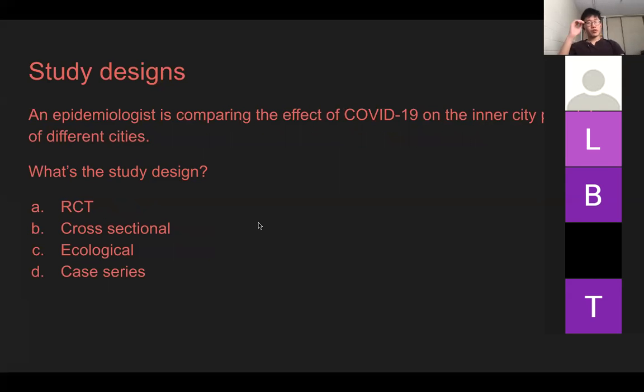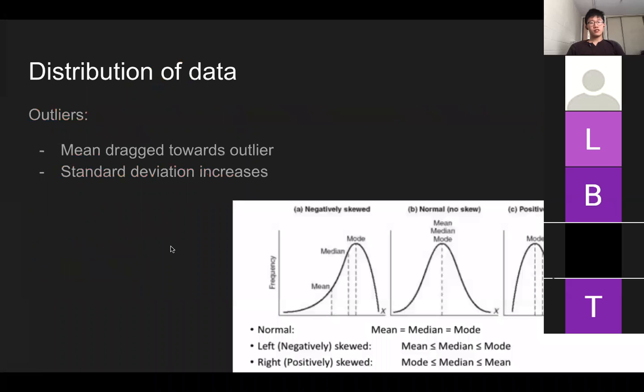Next up, an epidemiologist is comparing the effect of COVID-19 on inner city populations in different cities. What is this? Yep, again, comparing different groups, always going to be ecological.